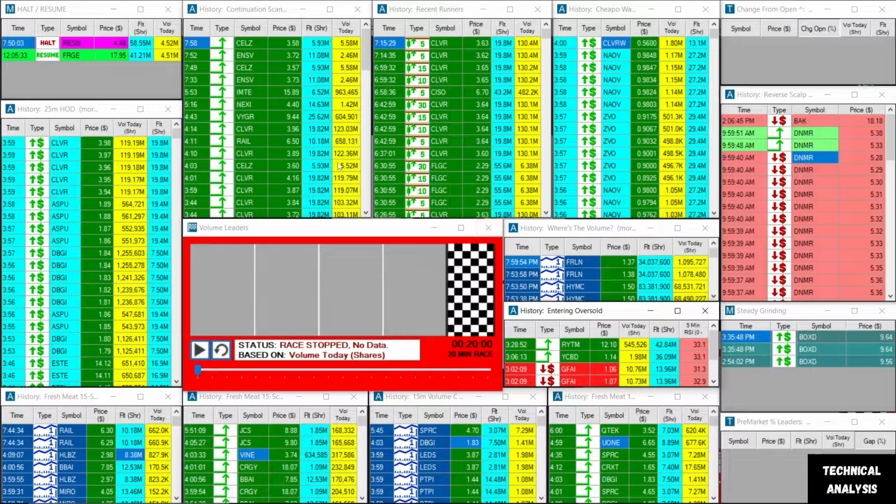So that's it. We have the halt resume. We have the high of day scans. We have a few continuation scans and recent runners. We have down here the fresh meat 15 scalp, and these two want to go together. So these two are paired, and these two are paired. We have our pre-market leaders. We have our steady grinders, and we have our reversal on large cap names. So guys, that's it for my regular day scans.